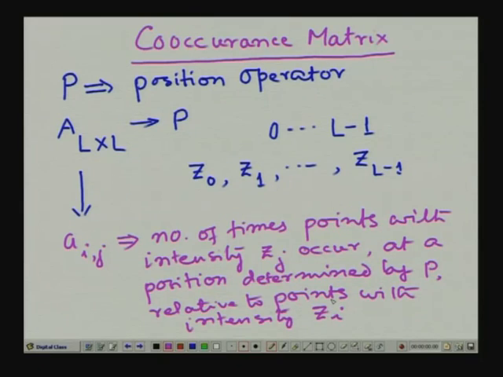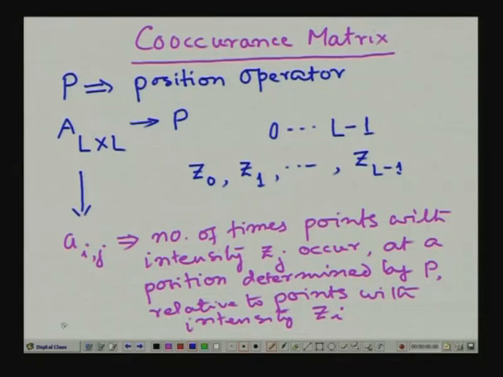So, what we are doing is we take a point with certain intensity value within the texture image, then following our position operator capital P, we come to some other point. So, I find what is the intensity value? Suppose the intensity value at the location that we are considering is Zi, and following the position operator P, the other location where I come, the intensity value of that location is say Zj. So, this Aij indicates how many times such a pair Zi Zj, as indicated by the position operator capital P, appears within the given texture.